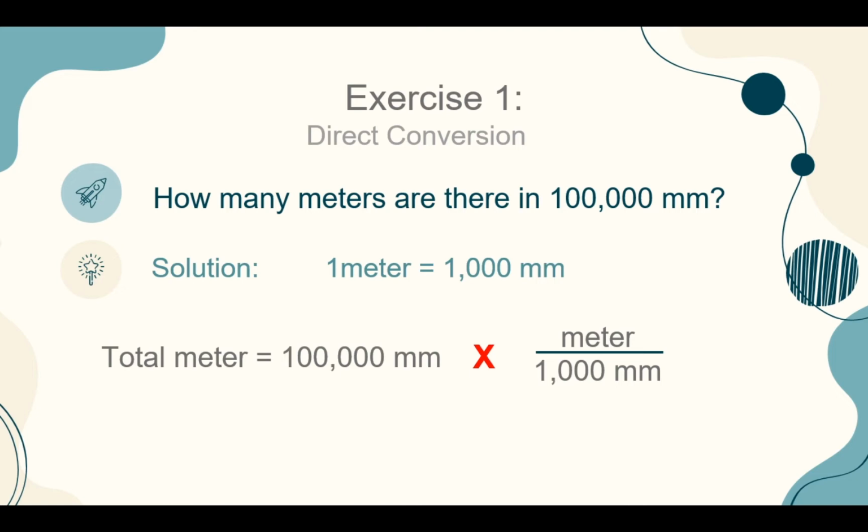So, i-convert natin itong millimeter into meter. Kailangan natin siyang i-convert. Lalagay natin yung meter over 1,000 millimeter para ma-cancel out yung millimeter. Kailangan ilalagay natin yung converted units dun sa denominator. So, total meter is equal to 100,000 millimeters times 1 meter over 1,000 millimeters. Cancel out lang natin yung same units and the answer will be 100 meters in every 100,000 millimeters.